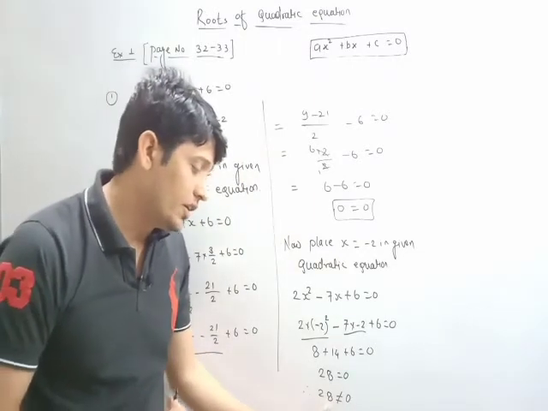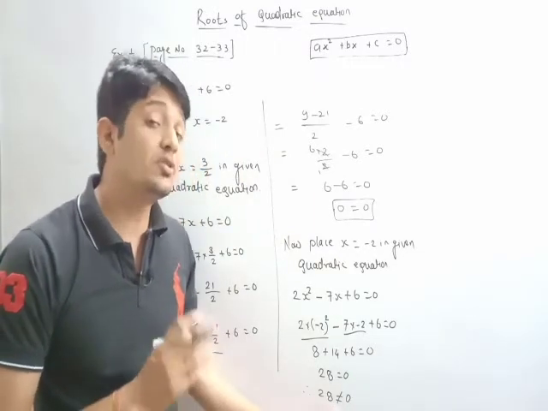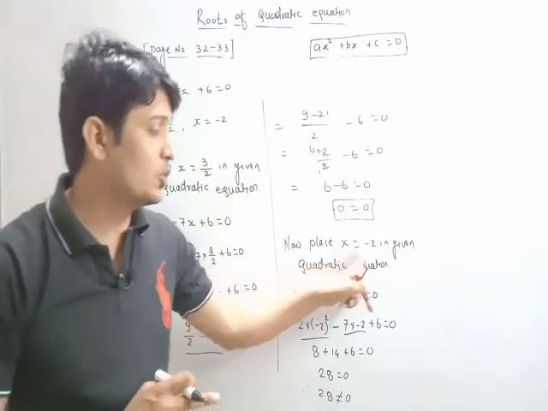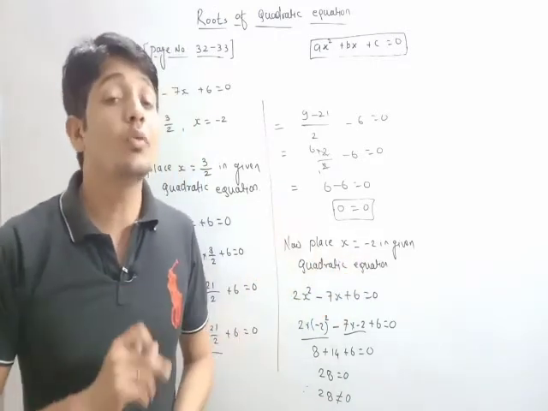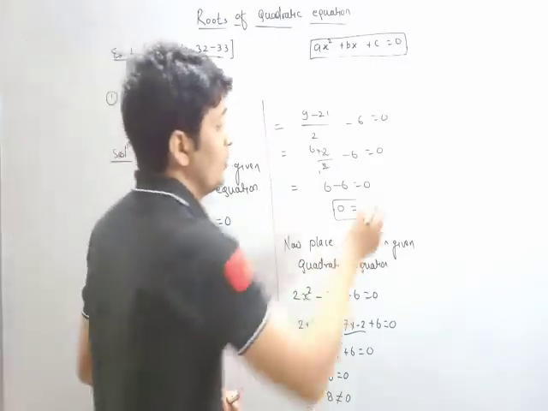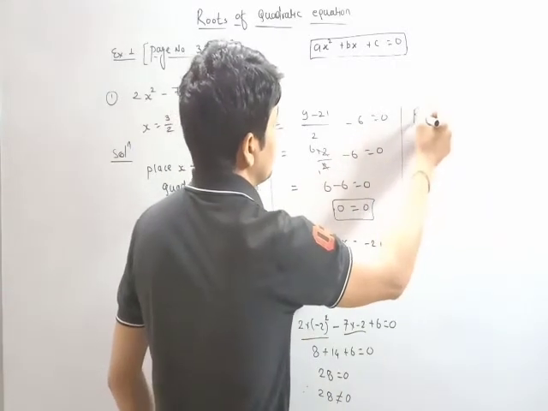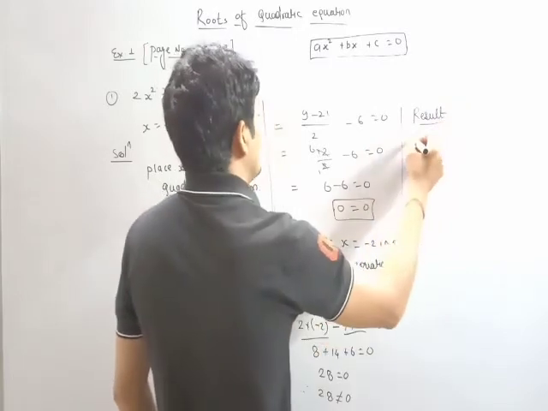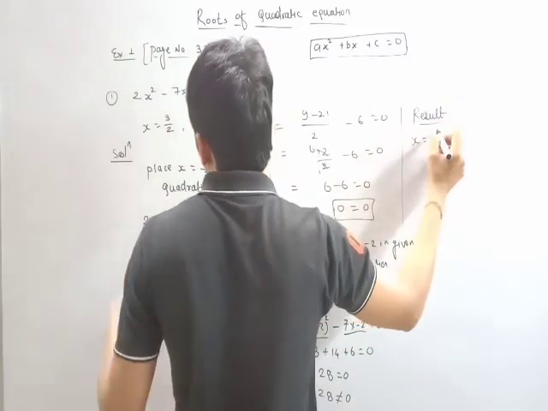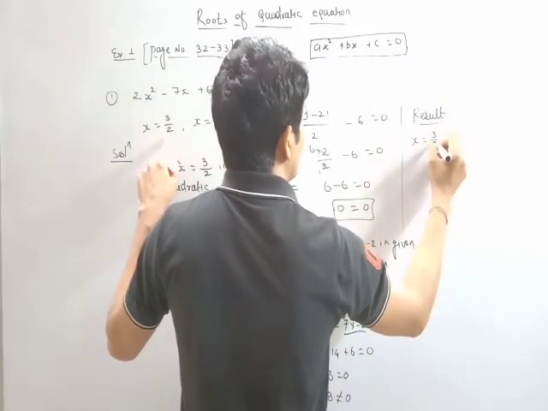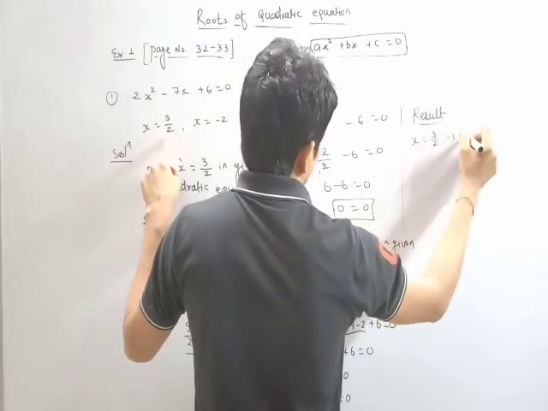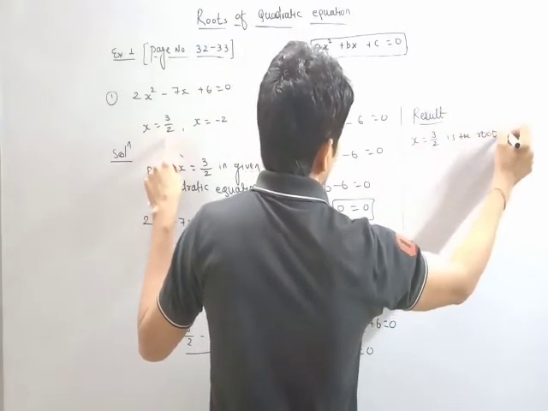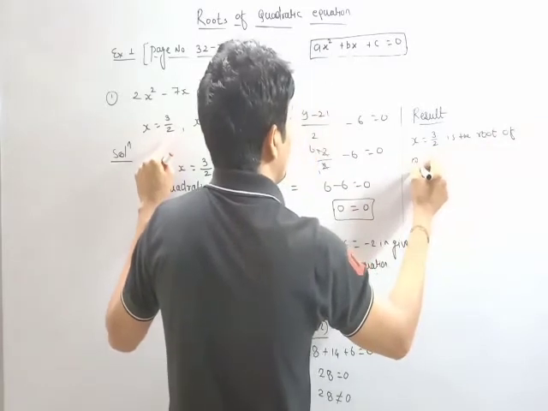If we get a number which is not equals to 0, that means minus 2 is not the root of the quadratic equation. So we have to write the result here. What will be the result? x equals to 3 by 2 is the root of the quadratic equation.